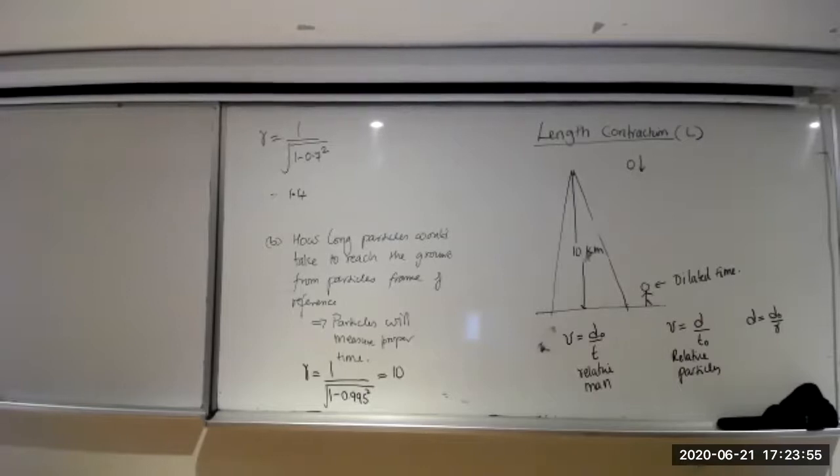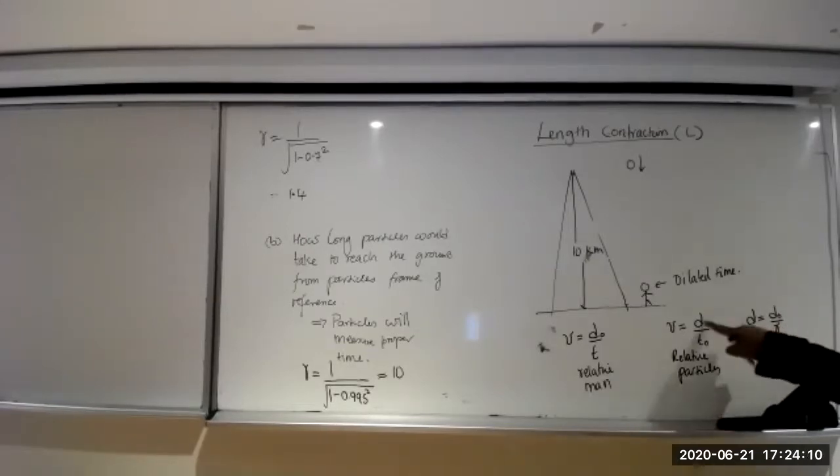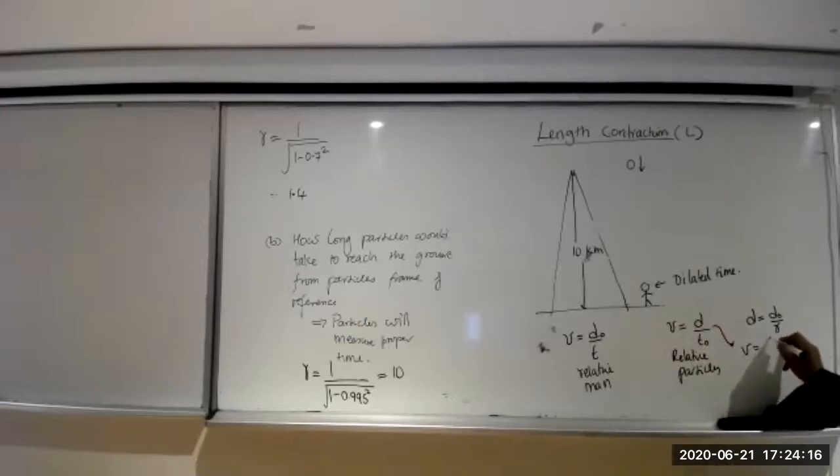In either case, the speed is the same. Speed is not relative. So therefore, d, which is d naught over gamma, if I replace that here, you will see you get the same equation as the other. Can you see that? Gamma t naught is your t.